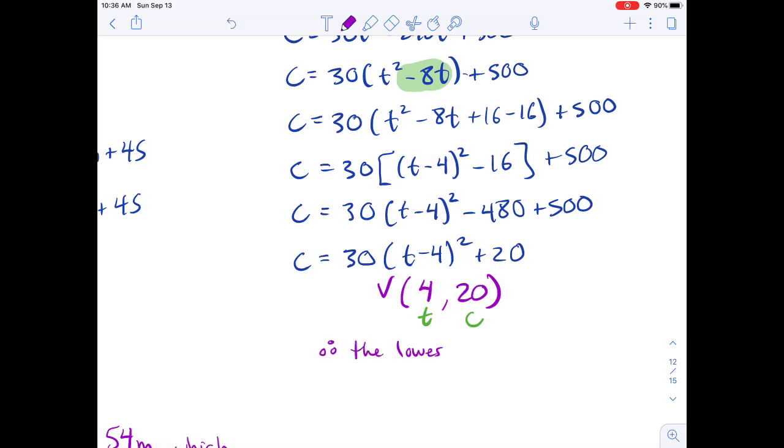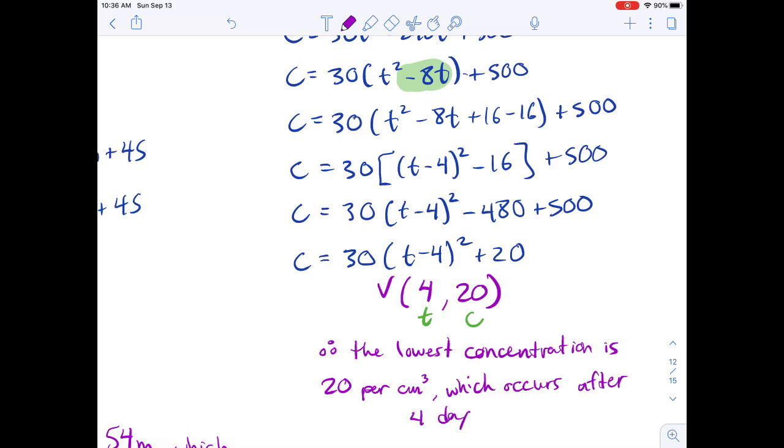So therefore, the lowest concentration is 20 bacteria per cubic centimeter, which occurs after 4 days. That's what we've found.